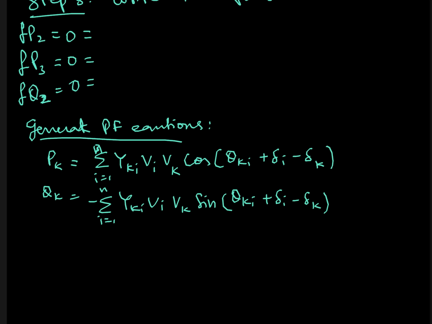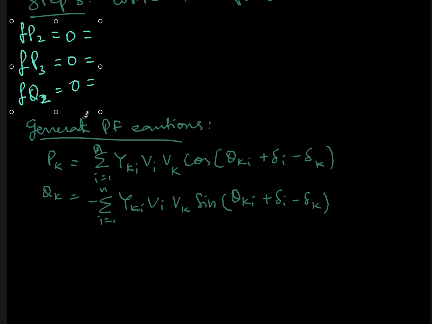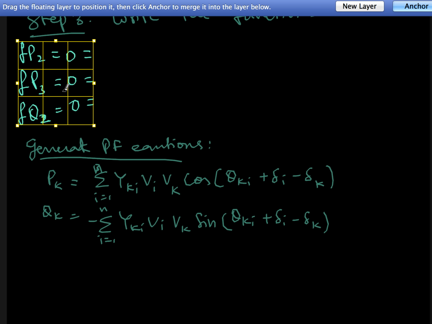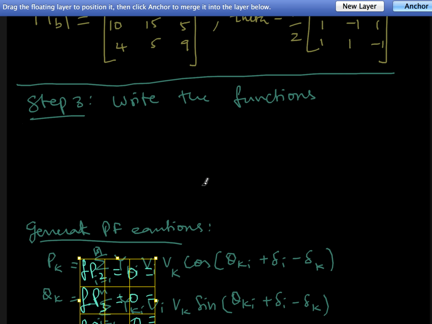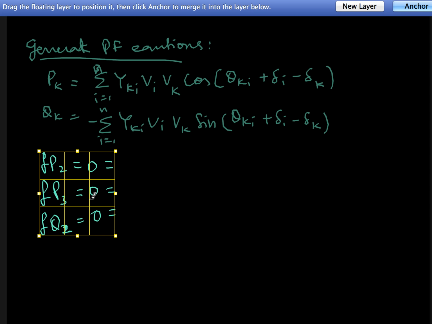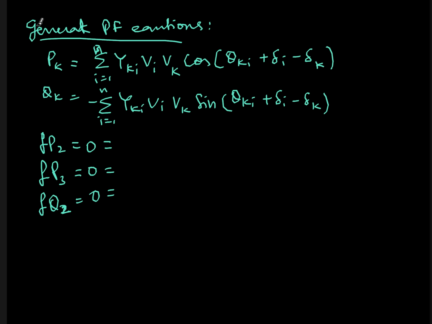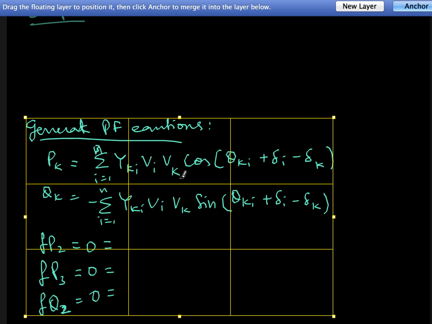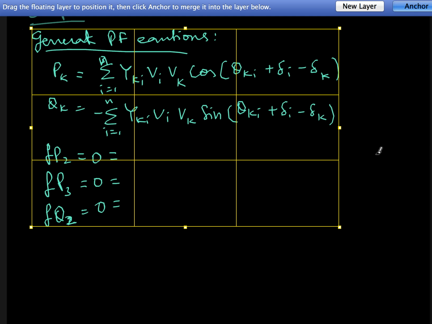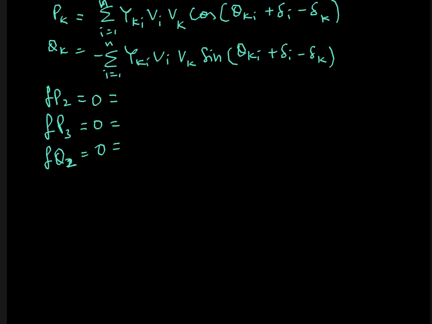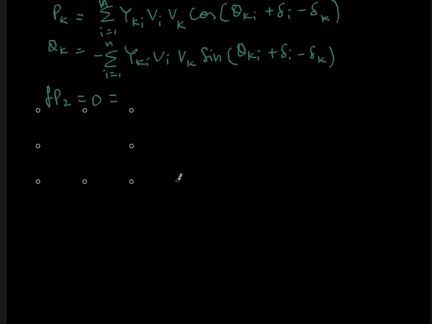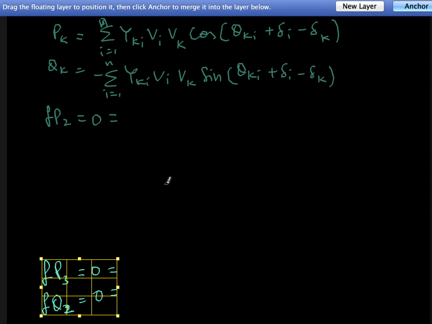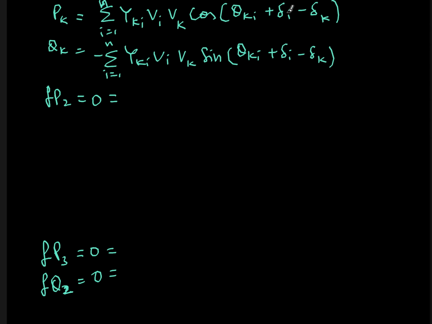In fact, let me move these things down, and I might also require more space for this. So let's try to adjust that. All right, so the general power flow equations. Now, what is FP2? From this, it's a summation of three terms. So I'll write the first term, second term, and third term here.